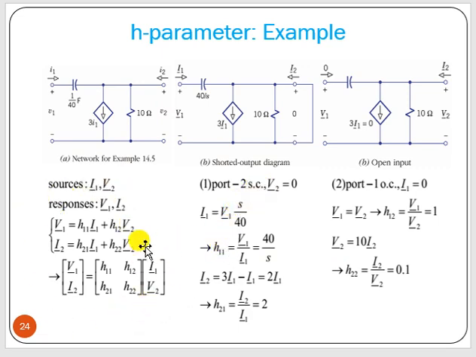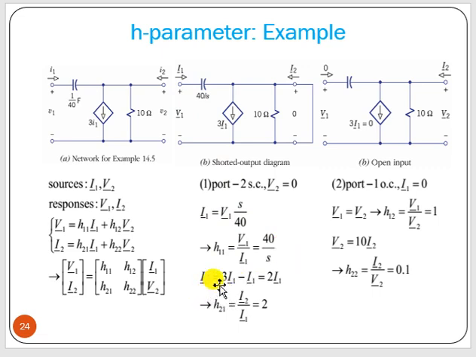Now this is the H parameter model. What we are doing for that, we are making V2 equal to 0. If we make V2 equal to 0, that means output port shorted, then we can find out H11 and H21. Okay. Now when output is shorted, I1 is nothing but this voltage V1 into admittance, so 1 by 40 by S, so S by 40. So we can find out V1 by I1, which is 40 by S, that is your H11.